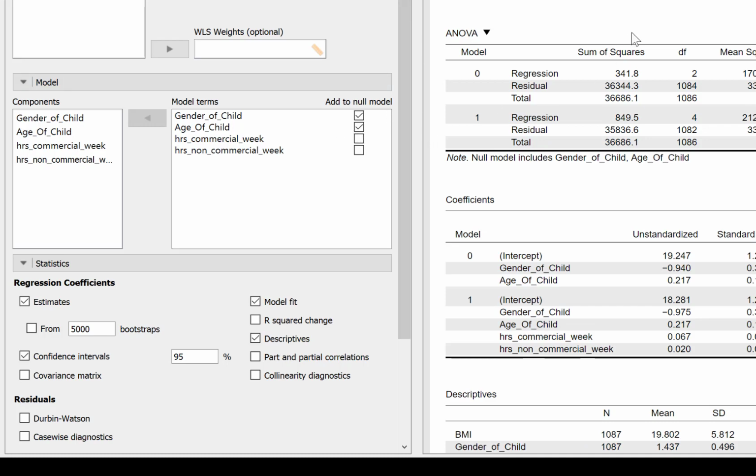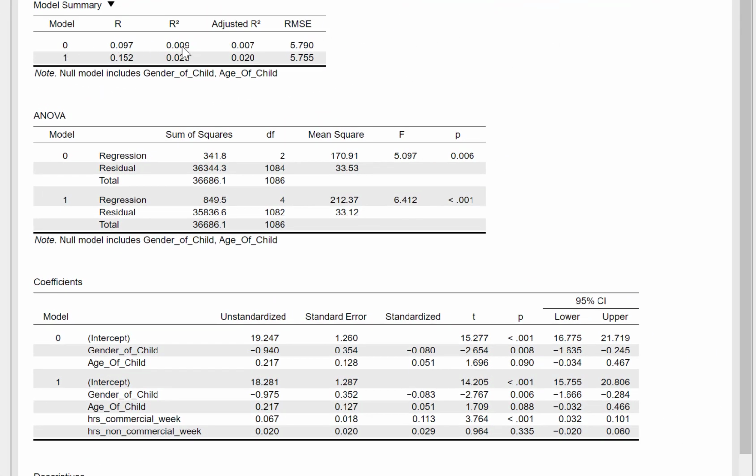So now we've got model 0, our null model. These are variables we're controlling for: gender of child and age of child in the null model. And then model 1 is hours of commercial TV exposure and hours of non-commercial TV exposure. You can see here it's now broken our model into 2. We've got R squared, adjusted R squared, and it's all been broken down.